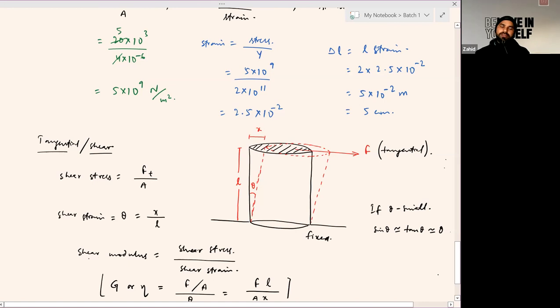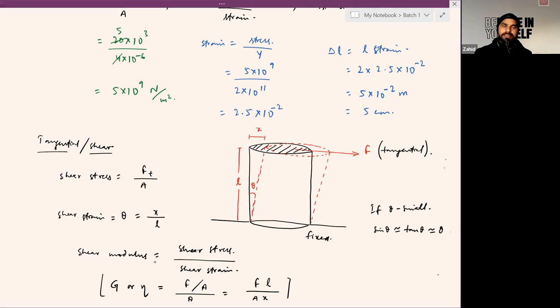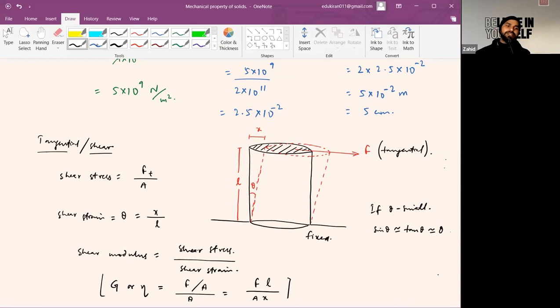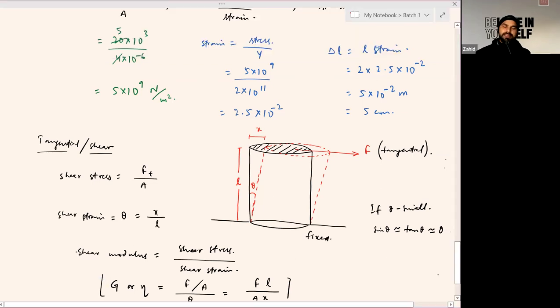This particular G or shear modulus will also define the modulus of elasticity of a particular body in shape, as by applying this tangential force, there is deformation along the shape of this body. So we may call this G elasticity in shape. And shape is defined only for solid. So this shear modulus is defined only for solid.